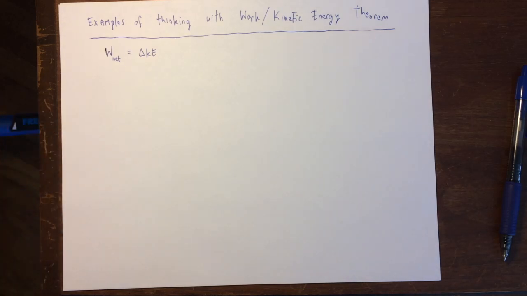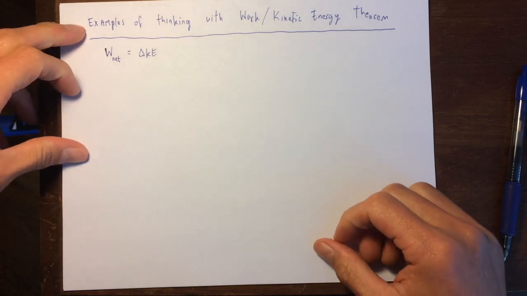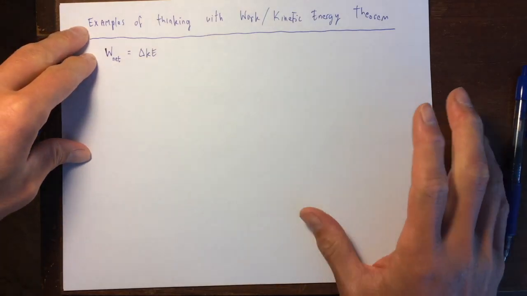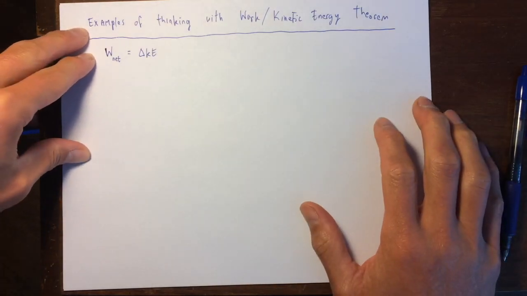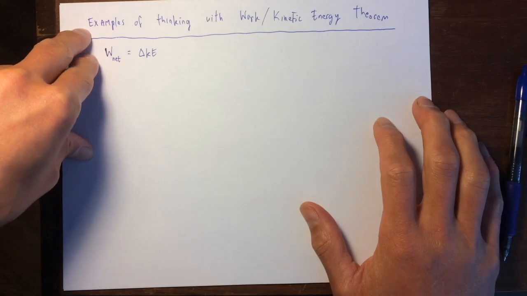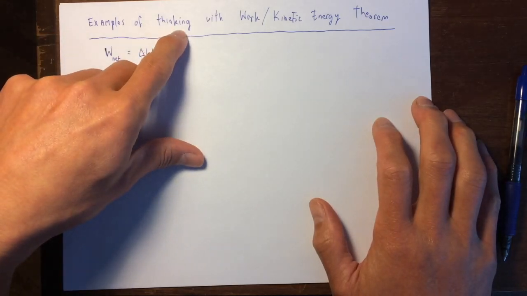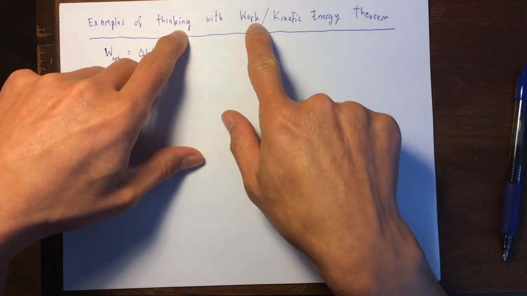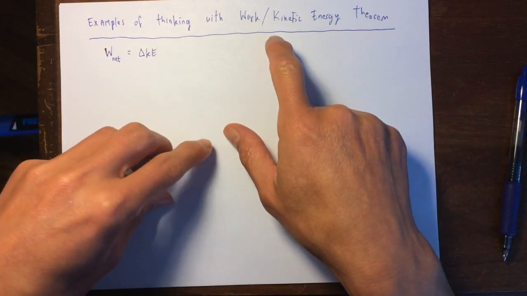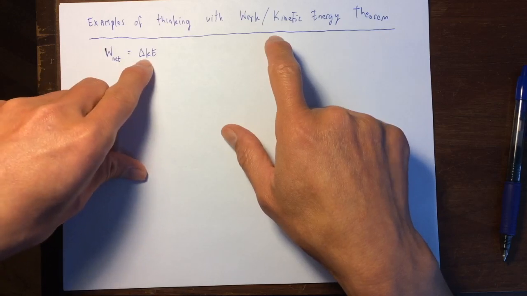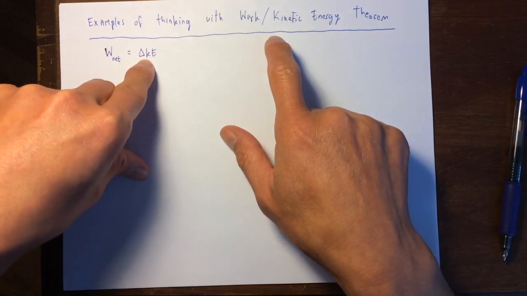This video is a little bit freeform, but the point of it is to show you, by no means all possible examples, but just a few examples that are quite generic of thinking with physics, with this particular physics, that the work done by the net force is the change in the kinetic energy.